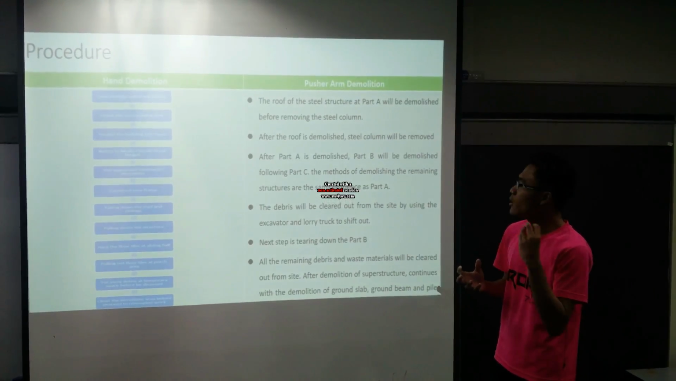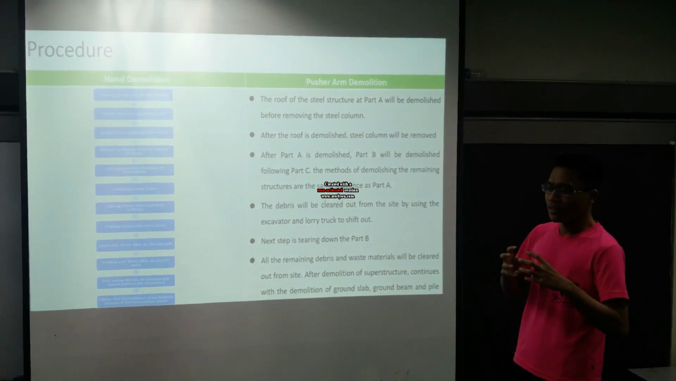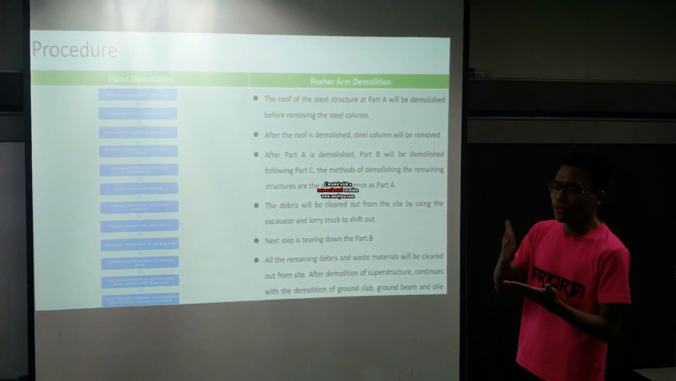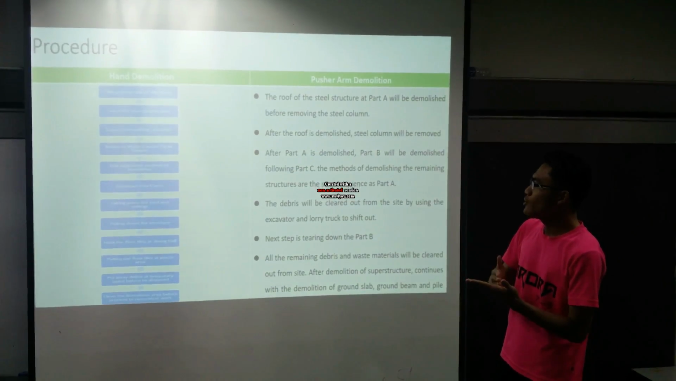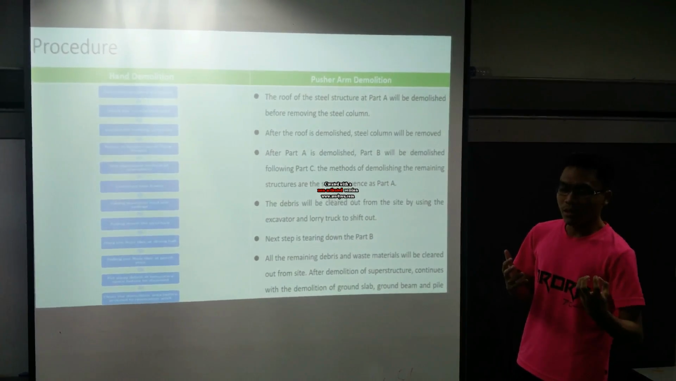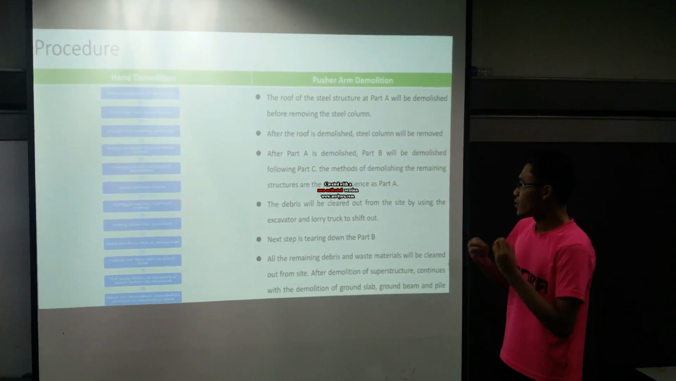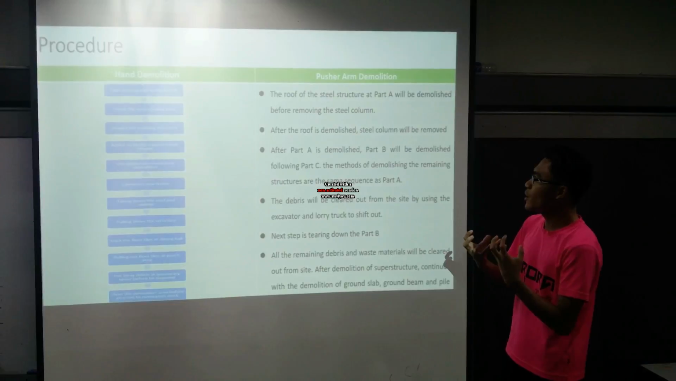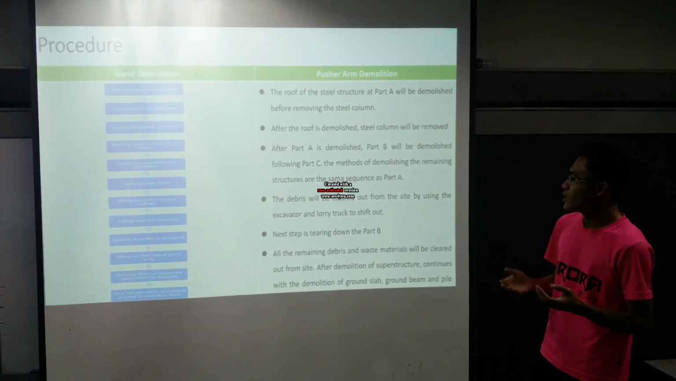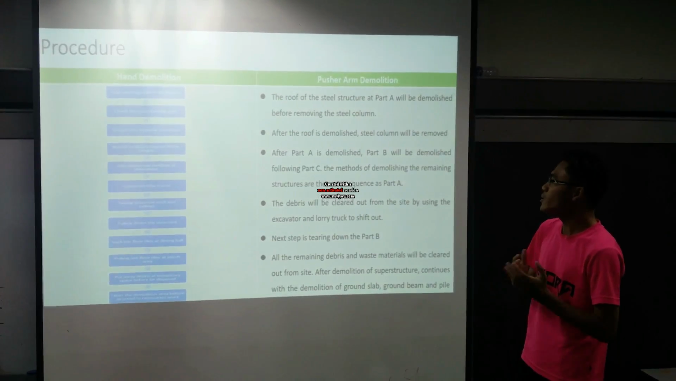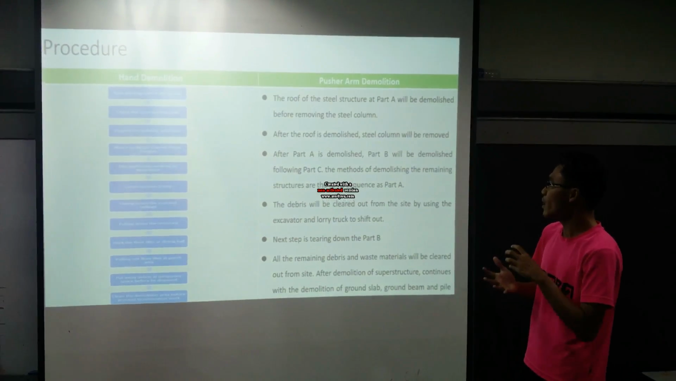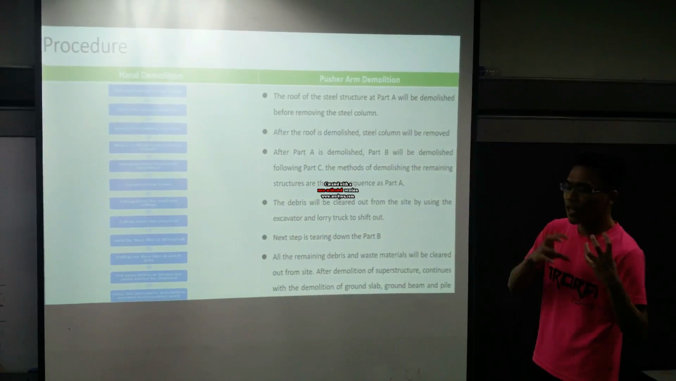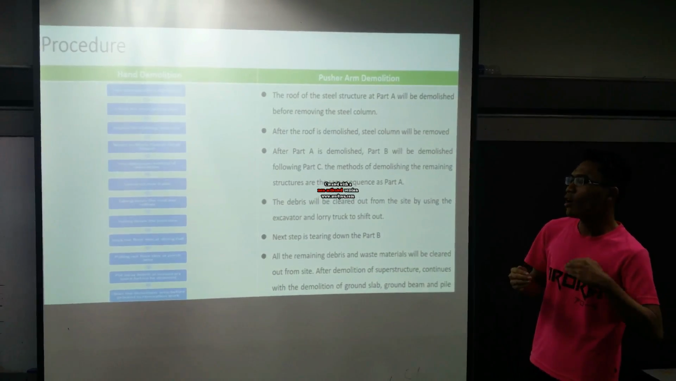The demolition conducted is the same as part A, which is continuous from the first part to another part using the same material and the same machinery. Next, the debris will be cleared. After that, debris will be cleared out from the site by using the excavator and lorry truck to shift out and take away or remove out of the site.